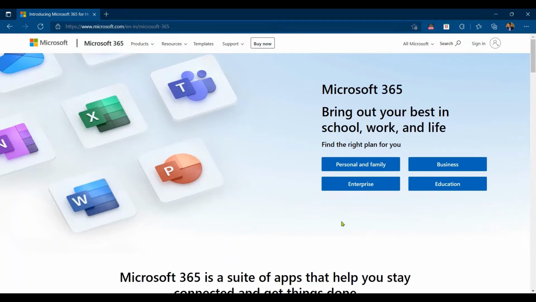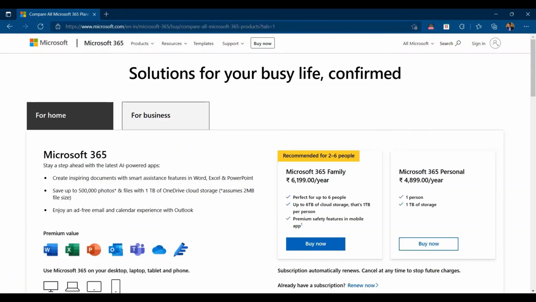And if you look into the major categories, we have four categories of licenses. One is personal and family, second one is business, third one is enterprise, and fourth one is education. So the first topic that we are going to discuss is personal and family license. Okay, so we are in the Microsoft 365 personal and family license homepage.